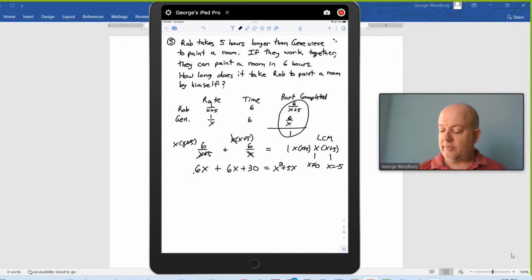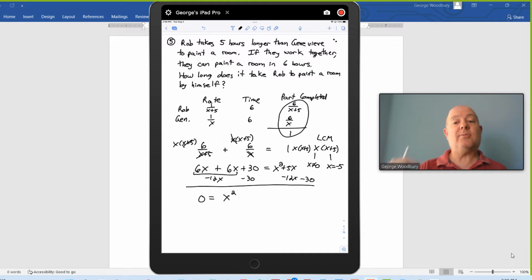6x plus 6x is 12x, so I'm going to subtract 12x from both sides to move that x term over to join x squared. I'm also going to subtract 30 from both sides, and my new equation will be 0 equals x squared. 5x minus 12x is minus 7x minus 30. Now I'm going to try to solve this by factoring. Here, if it does factor, because it's x squared, it will start with x and the two factors. I need two numbers that multiply to 30 but subtract to be 7. Those are 10 and 3. And it's going to be x minus 10 and x plus 3.